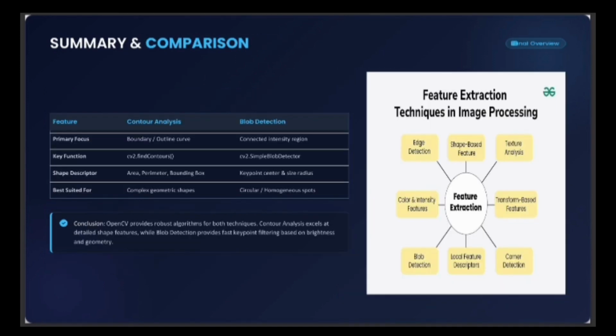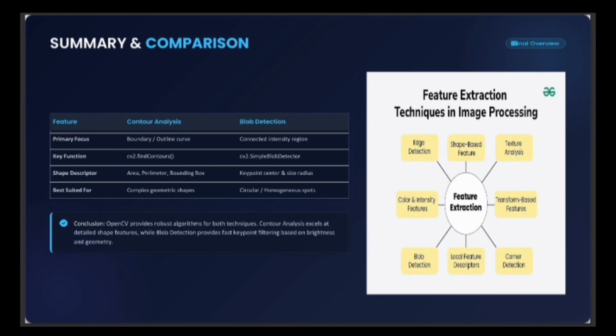Finally, let us summarize the difference between contour analysis and blob detection. Contour analysis focuses on detecting the boundary of an object and calculating properties such as area, perimeter, and bounding box. In contrast, blob detection focuses on identifying connected regions based on brightness or intensity and provides their location and size. In simple words, if we want to analyze an object's shape, we use contour analysis. If we want to detect bright or connected regions, we use blob detection. Both techniques are widely used in computer vision because they help extract useful information from an image quickly and accurately.